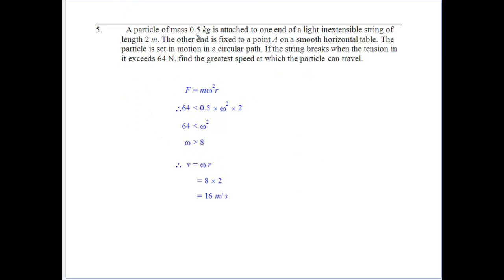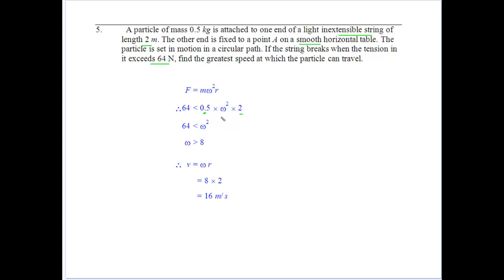In question 5, this time we've got a 0.5 kilogram weight attached to one end of a light inextensible string, length 2 meters, fixed to a smooth horizontal table. The particle is set in motion in a circular path. Its string breaks when the tension is greater than 64 newtons. What's the greatest speed? We know the force can be written as mass times angular velocity squared times the radius. So if our force is 64, that's got to be less than 0.5, our mass, times omega squared times 2, our radius.